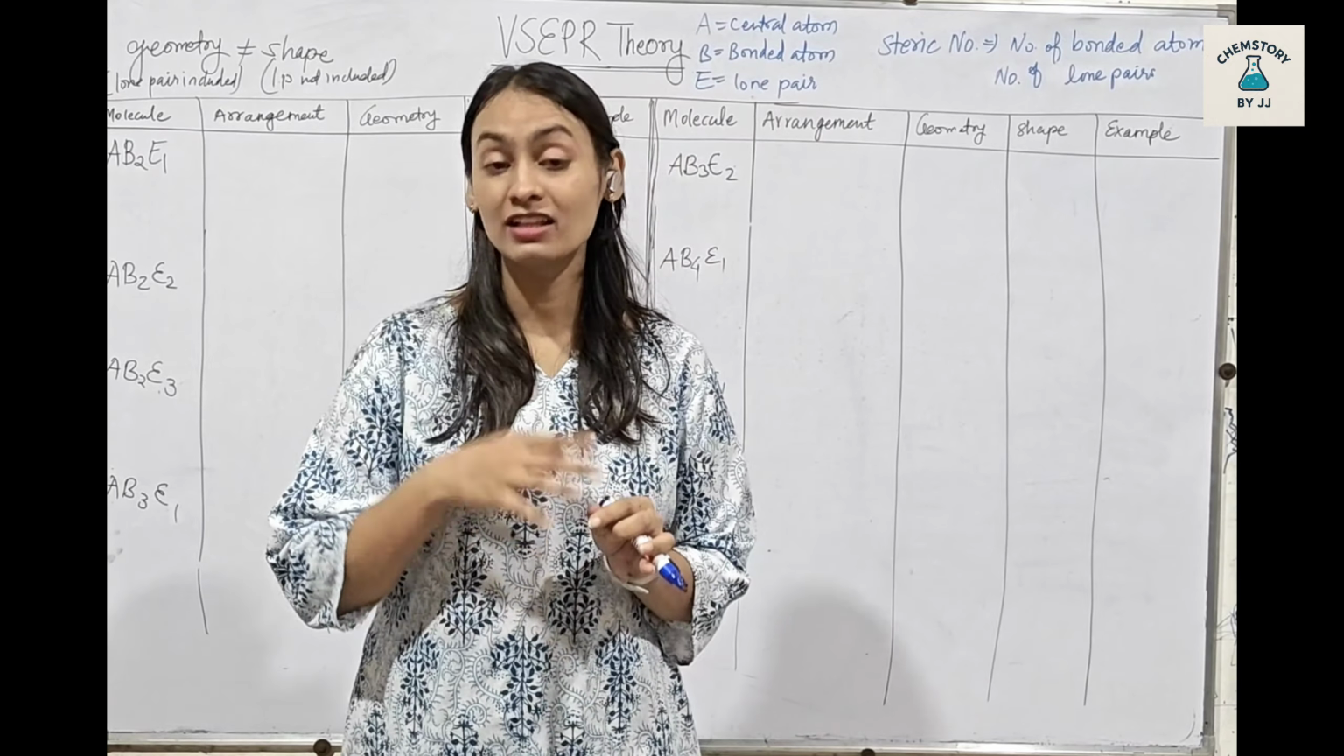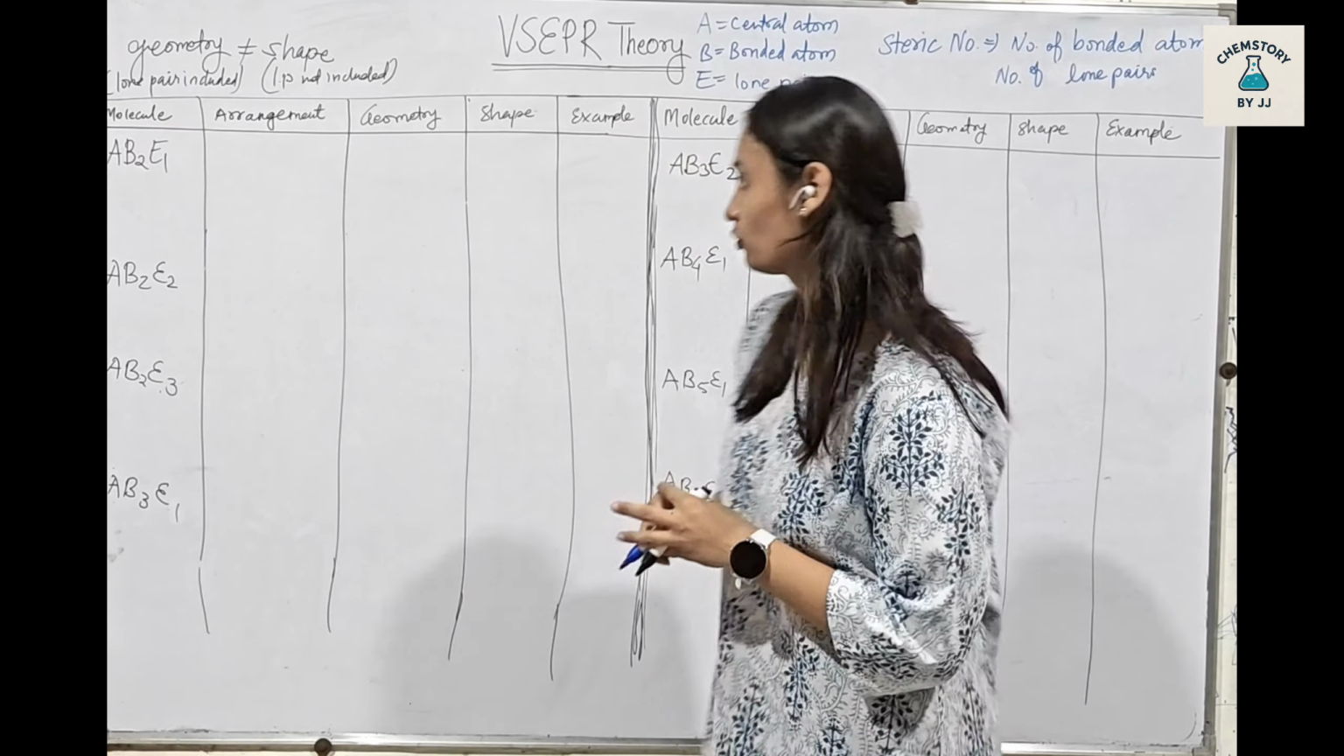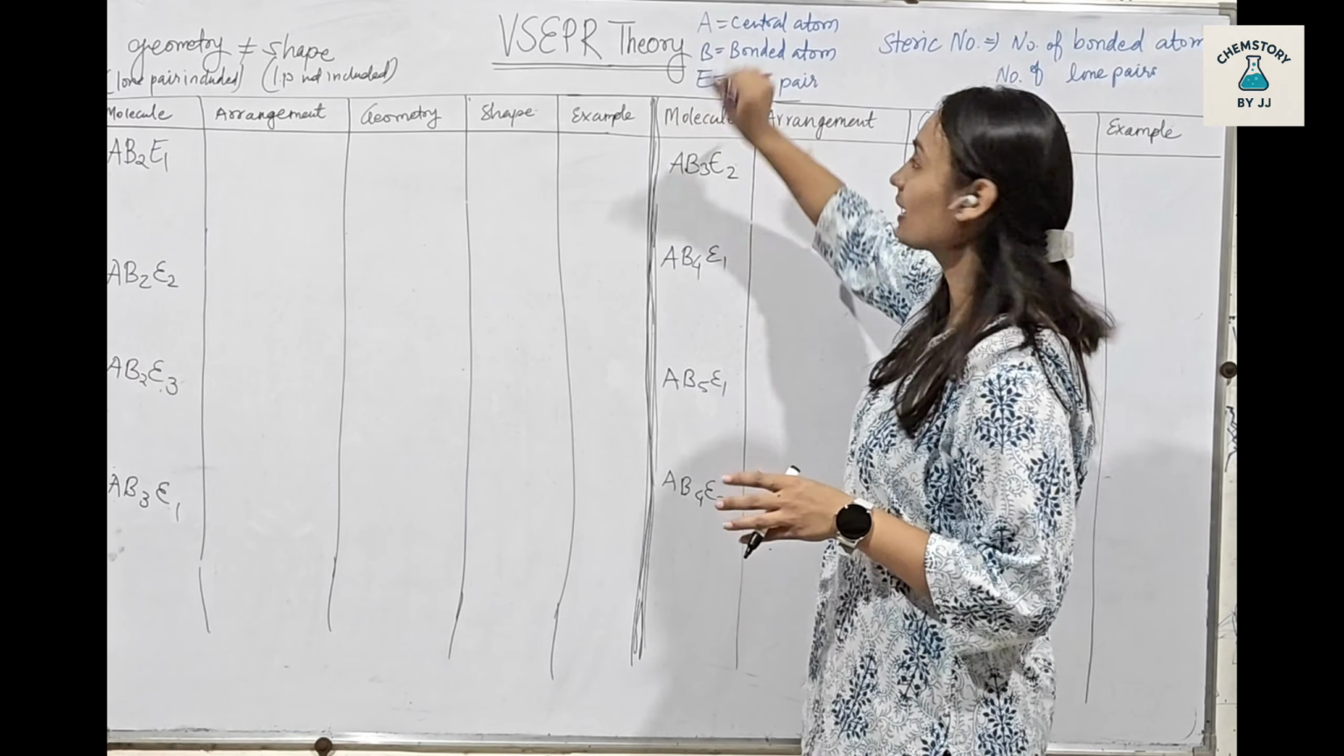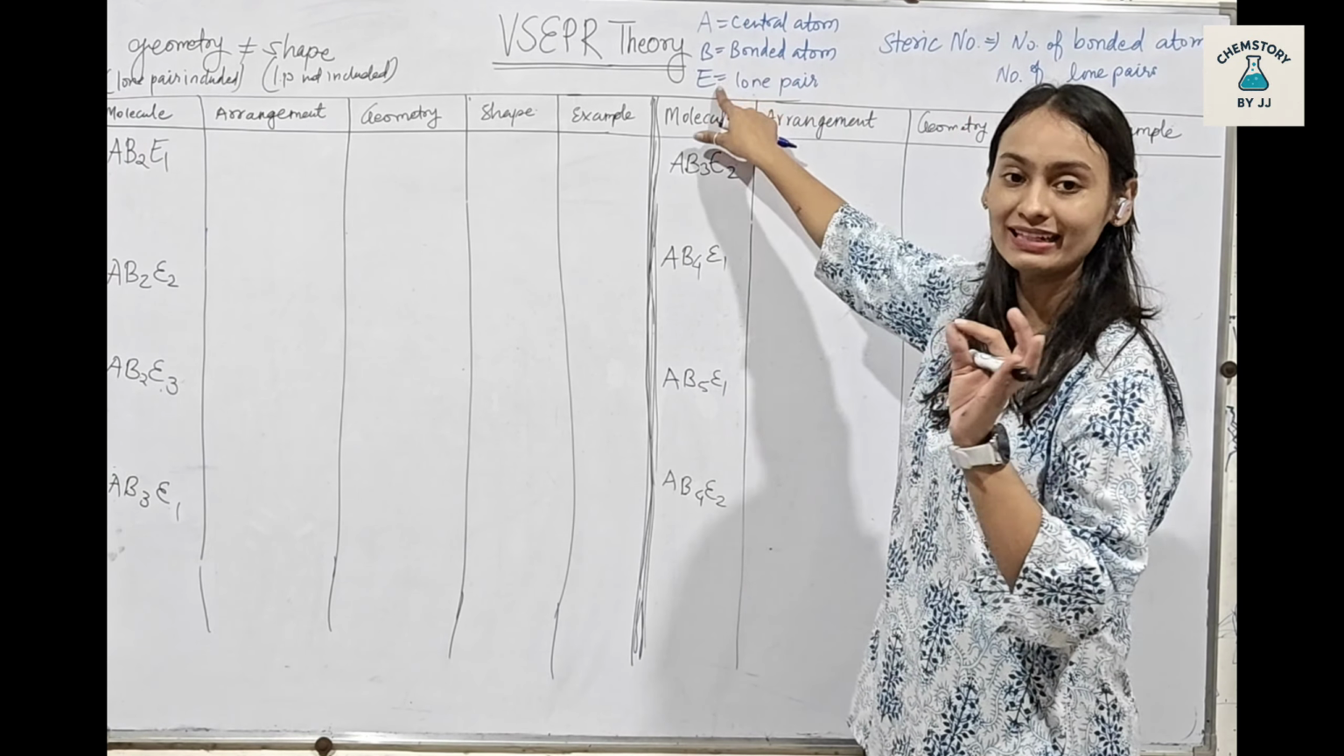But अभी हमें बात करनी है जब molecule के पास lone pair होंगे. So there will be several molecule types at position 2, where A is the central atom, B is the bonded atom, and E is the lone pair.